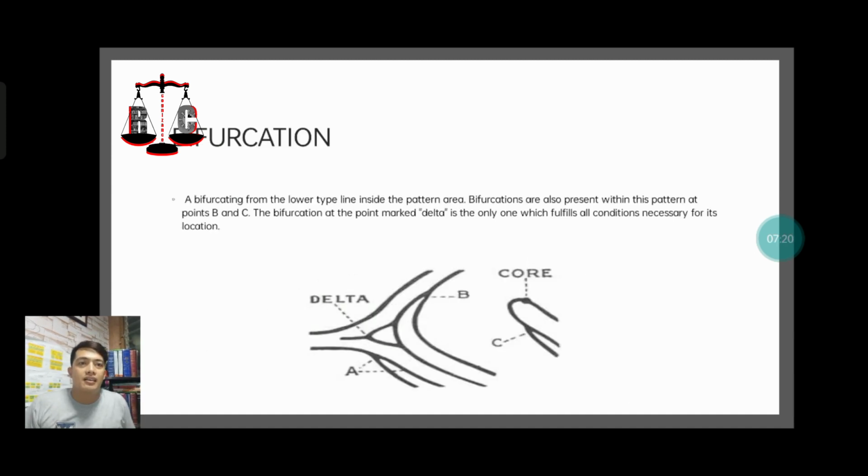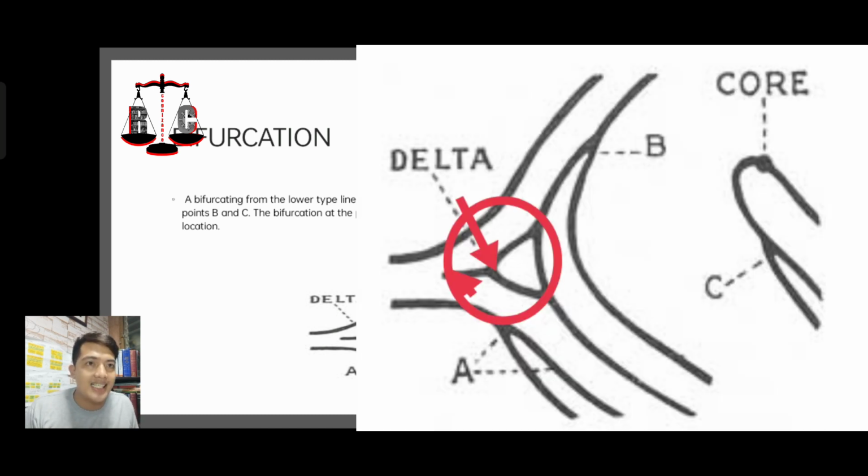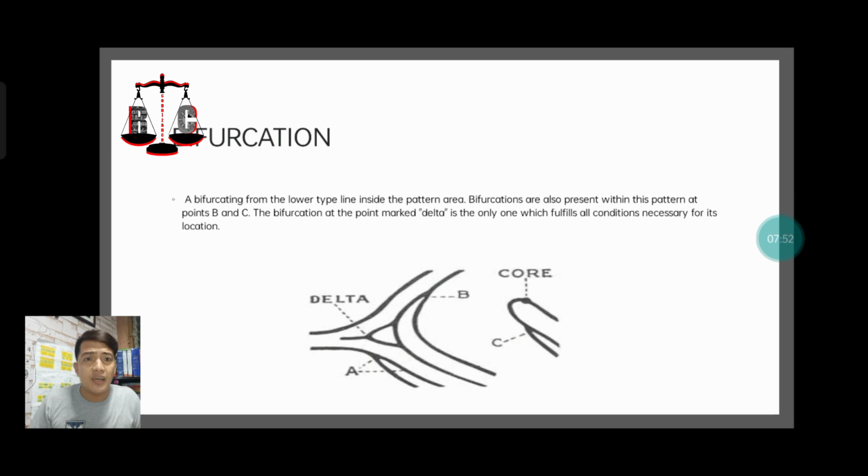Now, bifurcation sad nga example. A bifurcation from the lower type line inside the pattern area. Bifurcations are also present within this pattern at points B and C. The bifurcation at the point marked delta is the only one which fulfills all conditions necessary for this location. So di ba ningon ta ganiha, pwede siya maybe a delta, maybe a bifurcation, and or a dot, or katong gitawag nato nga short ridge. Mao na siya gitawag nato nga delta.